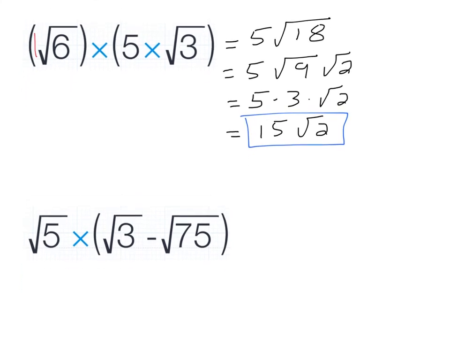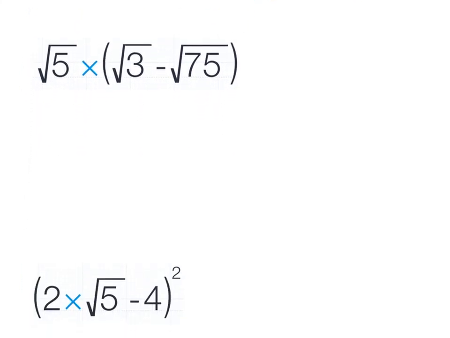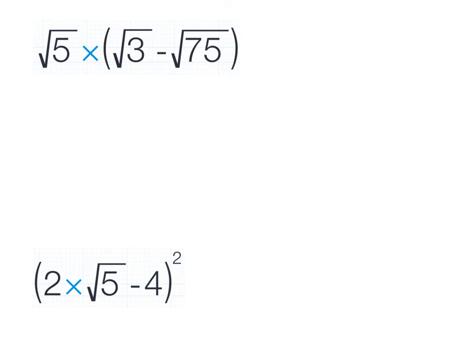All right, let's see another example here. Here you see that I have square root of 5 times the square root of 3 minus the square root of 75. This is outside of parentheses. So what I need to do is use the distributive property because I have a subtraction on the inside. Now I have no coefficients, so it's actually going to be pretty straightforward. I multiply the 5 times the 3 and get 15. And then I'm going to do 5 times 75, which is 375.